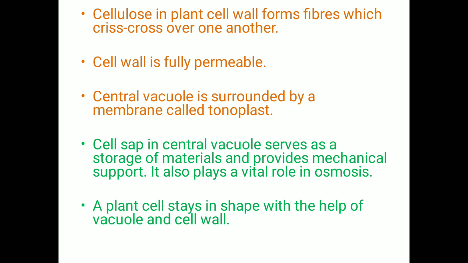So cellulose in the plant cell wall forms fibers which crisscross over one another. The cell wall is fully permeable, and the central vacuole in plants is surrounded by a membrane which is called the tonoplast. The liquid content of the central vacuole is called cell sap, and it serves as a storage of materials and provides mechanical support. It also plays a vital role in osmosis. A plant cell stays in shape with the help of the vacuole and cell wall. These two things make the plant cell very turgid. It helps the plant cell to maintain its shape.